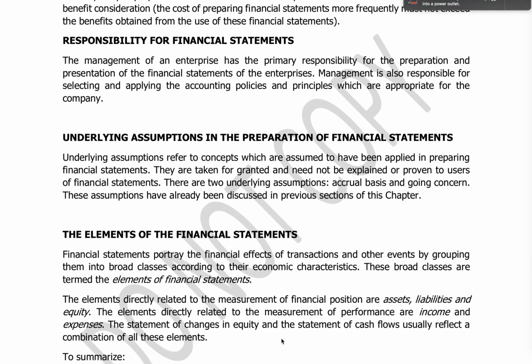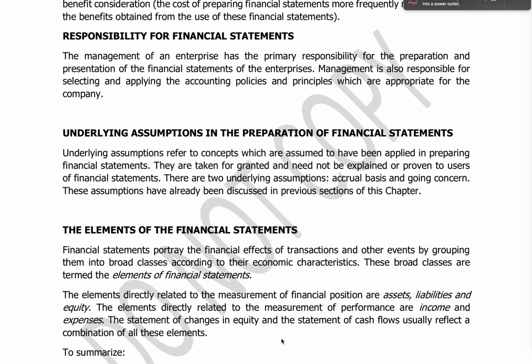Okay? And whose responsibility is the financial statements? The financial statements are the responsibility of the management. Again, management. It is not the responsibility of the accountant, the auditor, or kung sino man. The financial statement is the responsibility of the management. Remember that. Lalabas yan sa exam. Management is also responsible for selecting or applying the accounting policies. So, yung mga policies, bago makapag-prepare ng financial statements, may policies yan. May accounting policies per company. And that is the responsibility of the management.